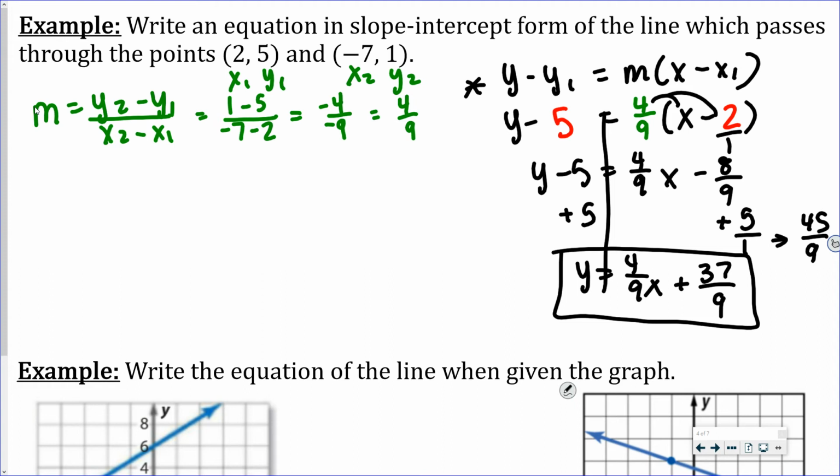Okay. Nasty y-intercept. What is the y-intercept here? 6? No. 37/9. Oh, okay. Of course. Now that we're in y equals mx plus b, the y-intercept would be 37/9.